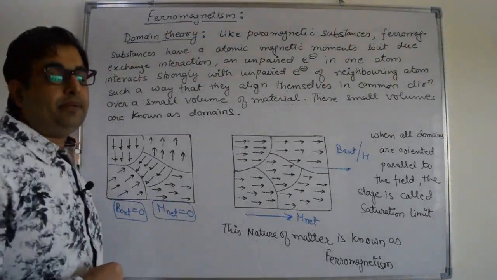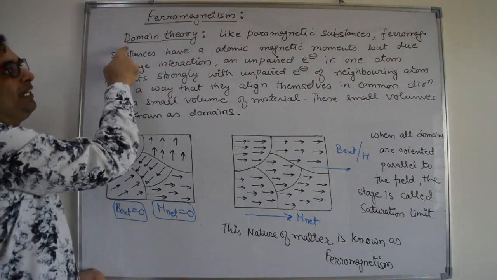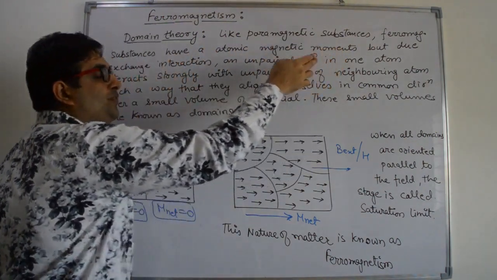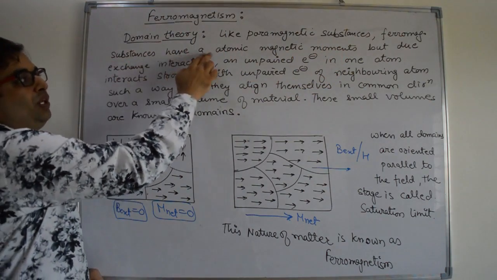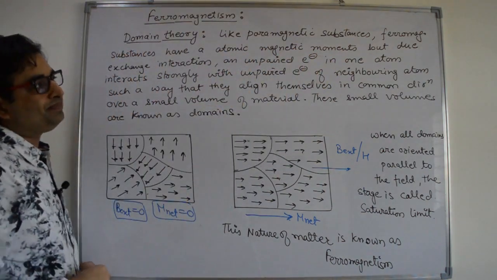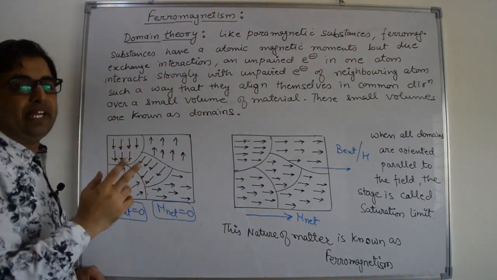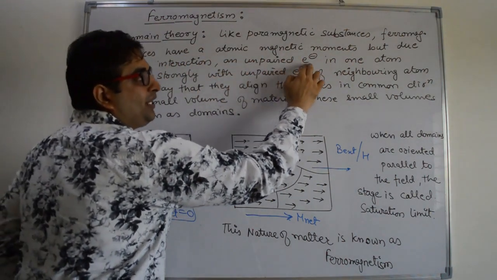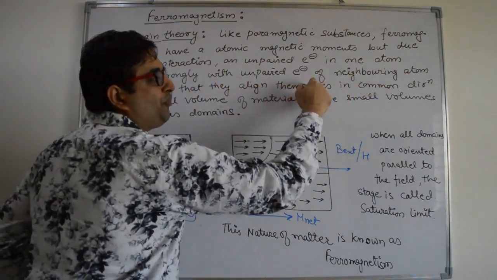Third and last magnetic property, ferromagnetism. To understand this property, let us discuss domain theory first. Like paramagnetic substances, ferromagnetic substances also have unpaired electrons. So they also have atomic magnets or atomic magnetic moments. But there is strong interaction between the neighboring atoms. That is exchange interaction. Unpaired electron of one atom interacts strongly with unpaired electron of neighboring atom.